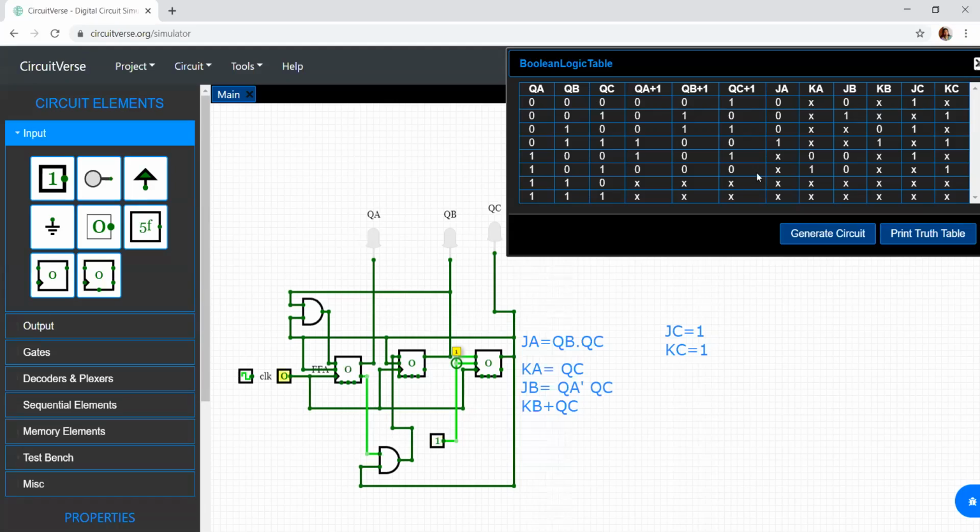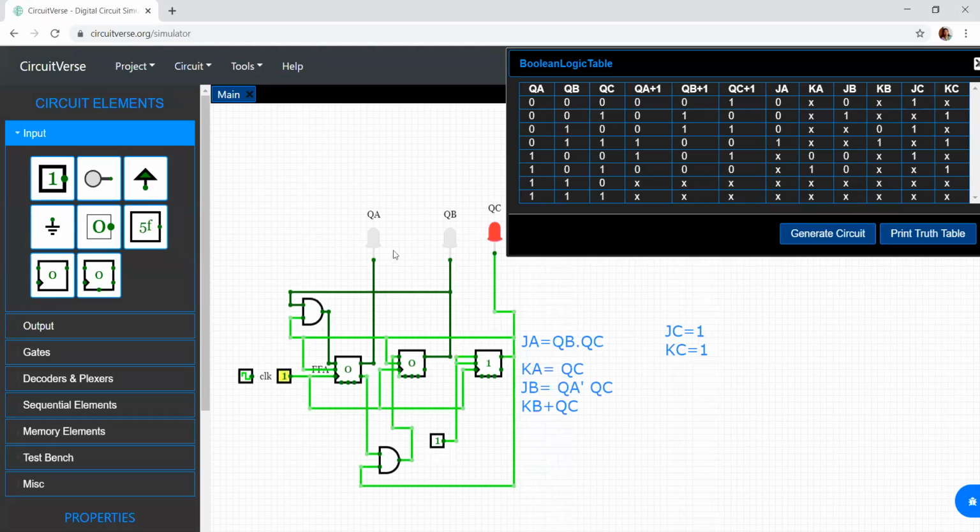So this is done. First you have to write the present state. Then the next state, write down the flip-flop values from the excitation table. Write K-map, solve for JA, KA, JB, KB, JC, KC. Use this and draw the diagram.